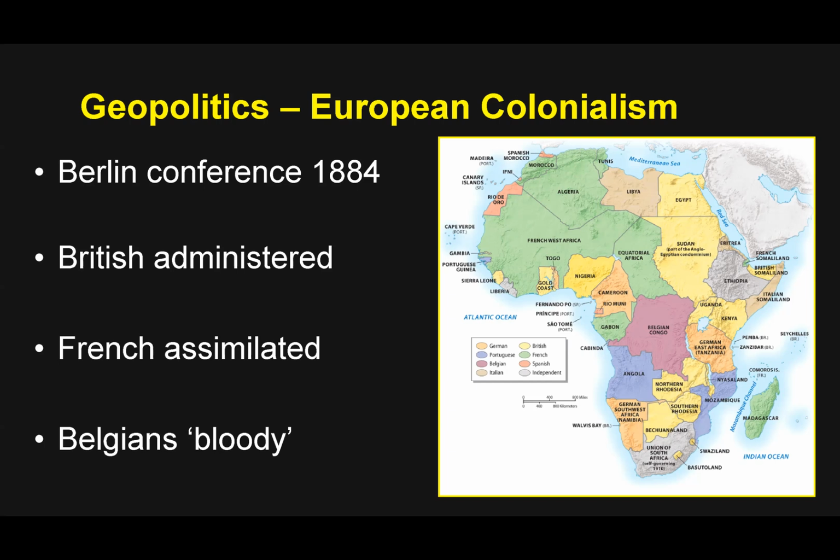The British territories, which are in yellow, from like Egypt to Sudan, Kenya, Uganda, some of the southern parts of Africa, and a few other locales, they basically administered their colonies. So they kind of set up this British administrative system. The French, which is in this light green, tried to assimilate populations and make them more French. And then the Belgians were considered "bloody." And I put that in quotes because it's not universal, but we'll talk about that in a moment when we discuss Rwanda as well as the Congo.